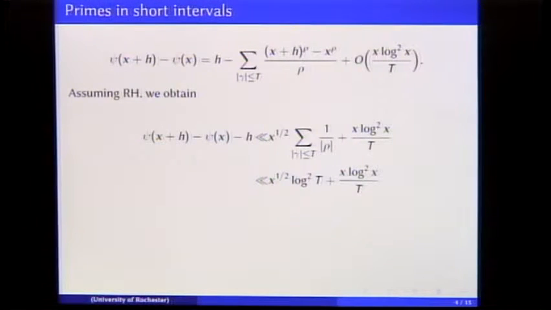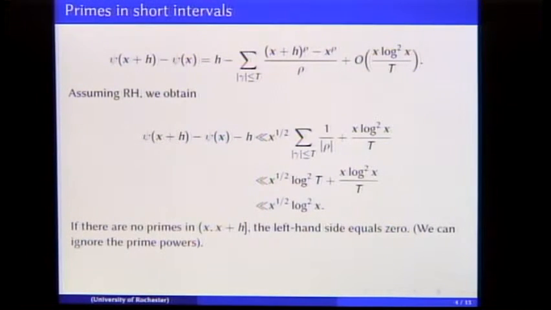Okay, so now we have this, and if you balance these two, if you take T to be root x, you get this. Okay, so psi of x plus h minus psi of x is bounded by root x log squared x. Okay, now this difference counts not just primes with weight log p, right? Remember, psi of x was the sum of lambda of n for n less than or equal to x. It's not only the primes counted with log p, but prime squares, prime cubes, and so on.